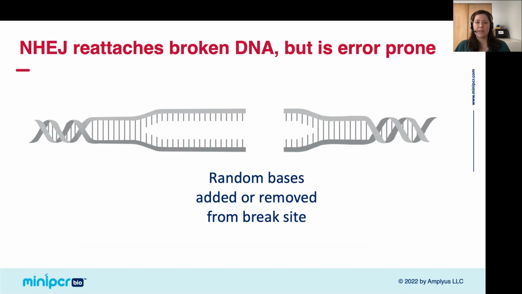Let's quickly take a look at what happens when a double-strand break in DNA is repaired with the just stick it back together method. The cut ends of the DNA are reattached, but random bases are usually added or removed from the DNA at the break site. Here, I'll illustrate some DNA bases being removed from the left piece of DNA.